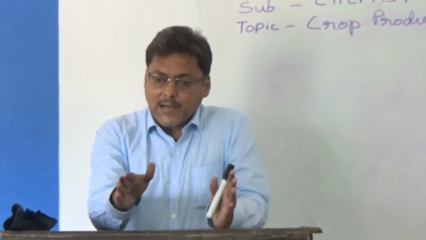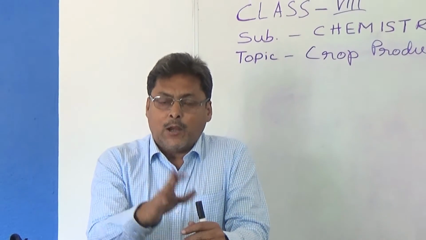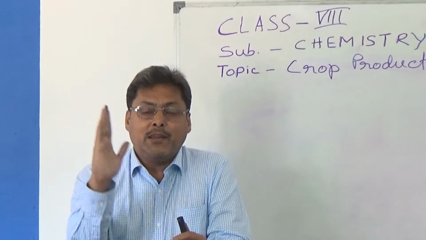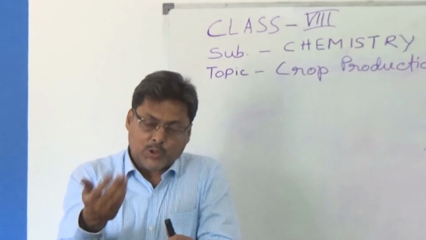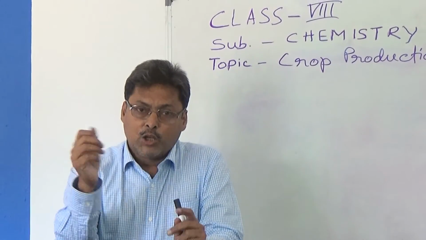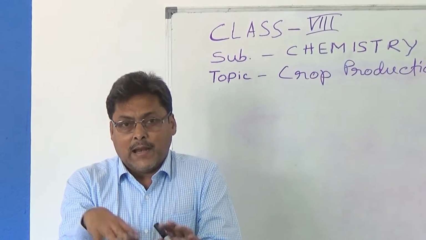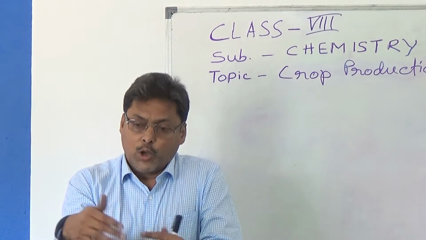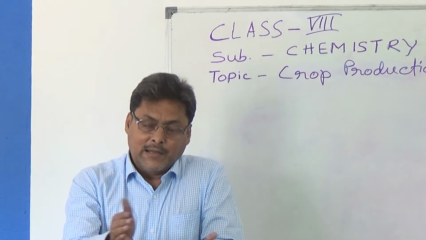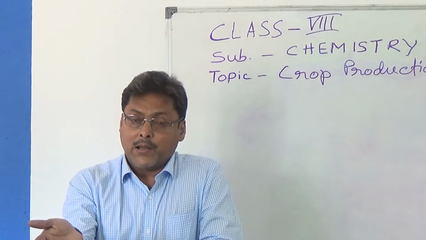We enumerated 7 steps and we discussed the first 3 in the previous class. That is preparation of soil, sowing seeds, and adding manure and fertilizers. And we also defined the advantages and disadvantages of using manure and fertilizers.